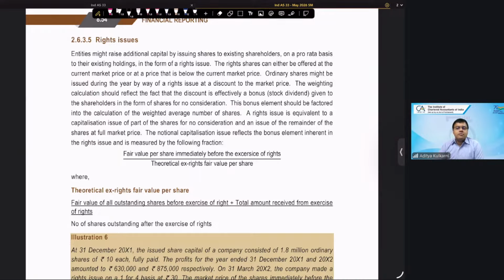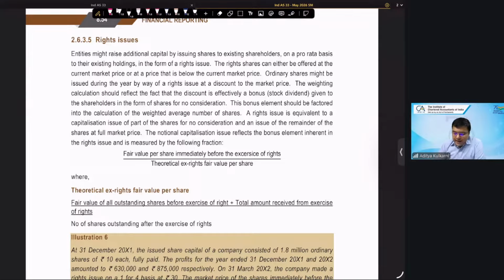Because they are giving preference to the existing shareholders first, you don't have to make an effort to go to the market and reach the public. Already, whoever public is there invested in your company, you are giving shares to them only. So, therefore, the obvious option would be that I issue it at a discount.